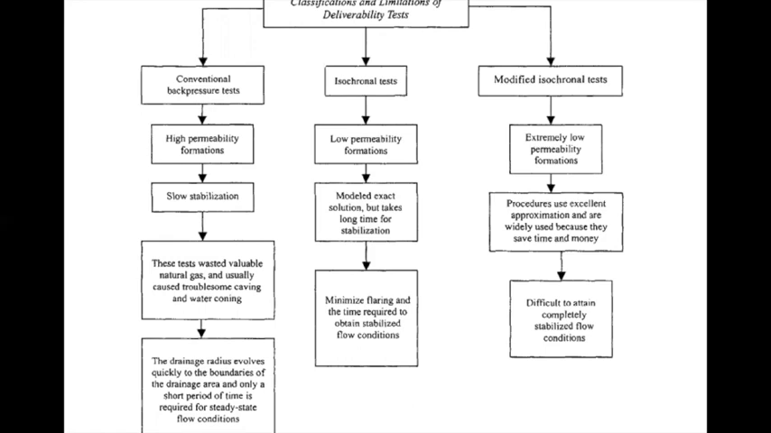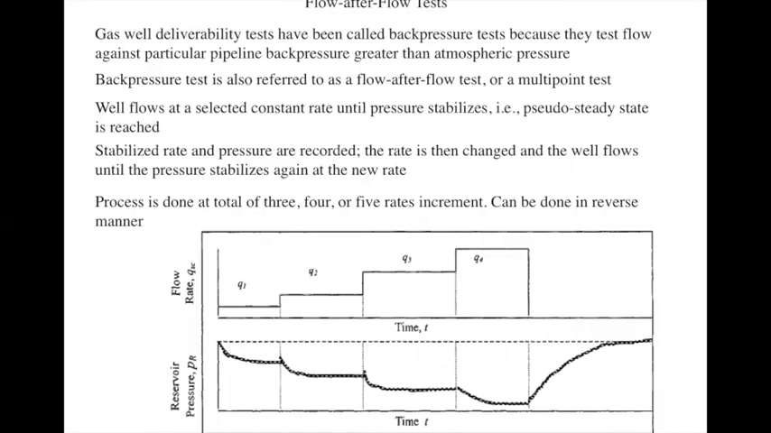Then it is a modification of this conventional back pressure test, where we introduce certain buildups in between the flows. And then there is a modified isochronal test that is also used for low permeability formation, where the time between the flow and the buildup will be the same. It is done in order to minimize the time taken during the testing. Okay, so these are the modifications and limitations done for the deliverability test. Now we'll see each test one by one.